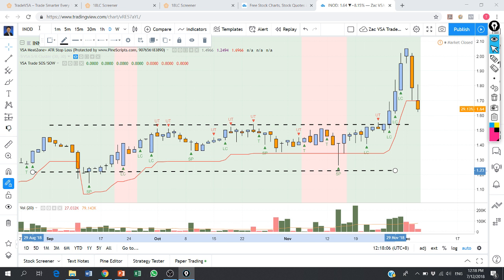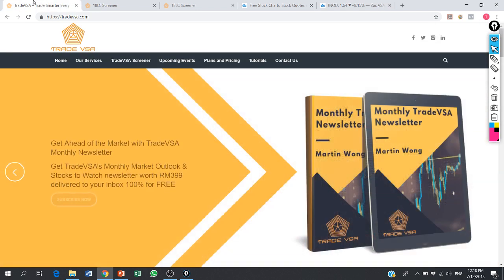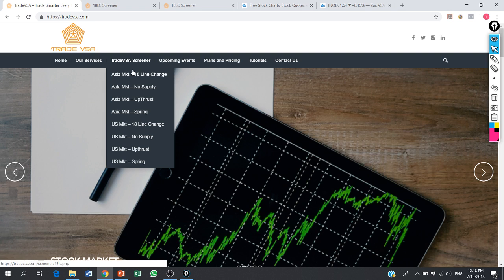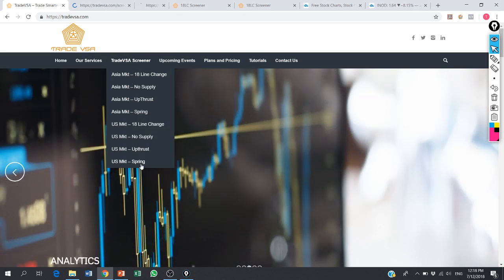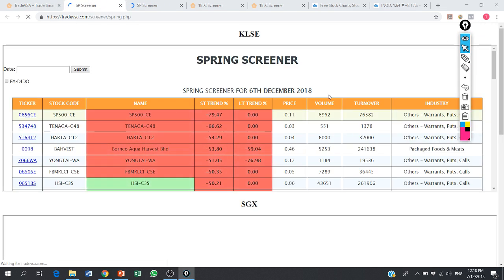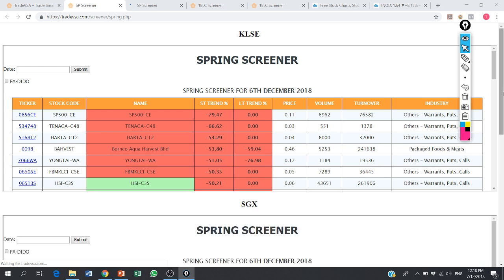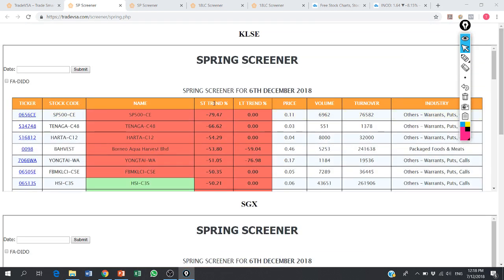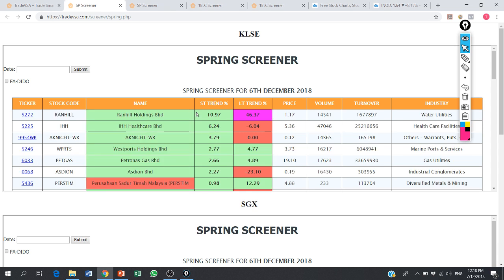As for this week, I have 5 stocks, also using our spring screener. Of course, I'd like to draw attention to our website again, TradeVSA.com. How are you going to look for a potential spring screener? Go to Asian market spring or US market spring. From here you can check our screeners, which are available for free for KRC, Singapore, Hong Kong.